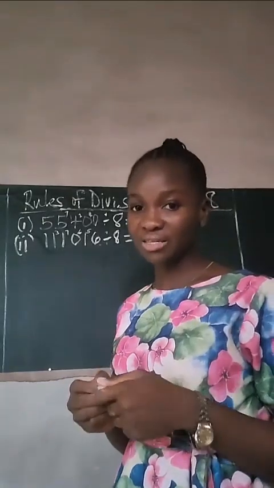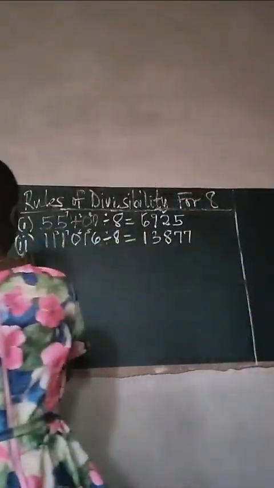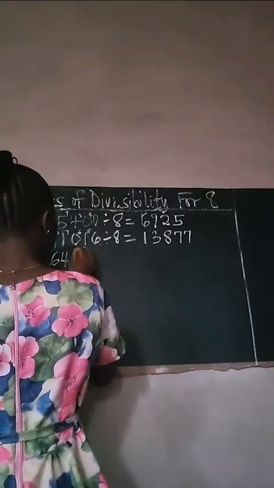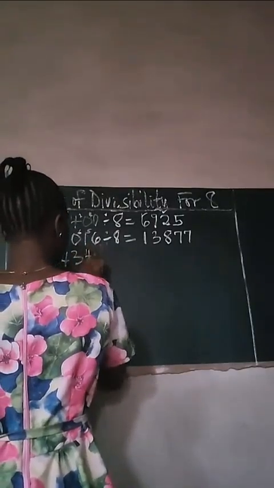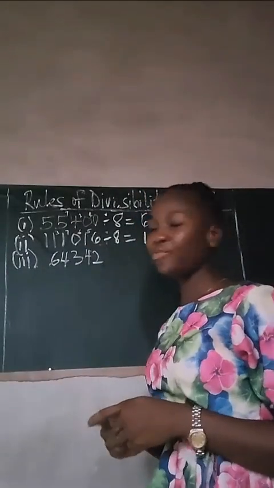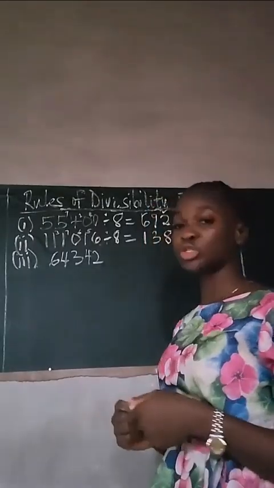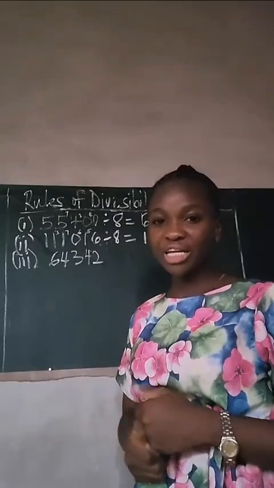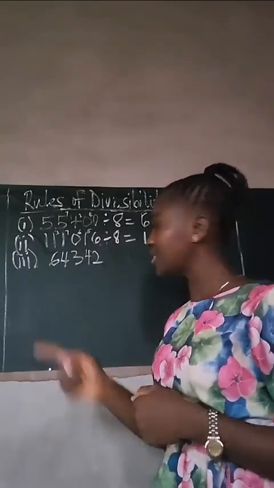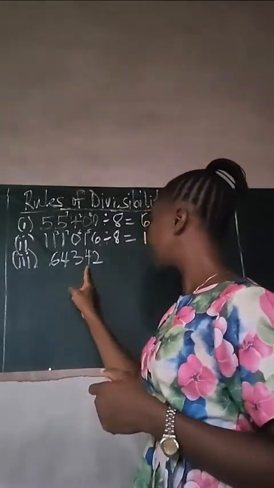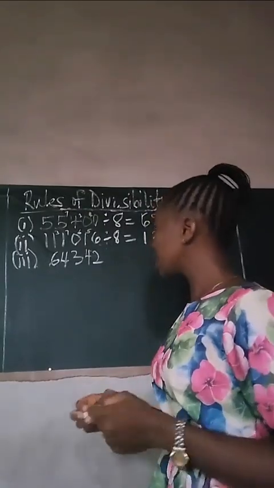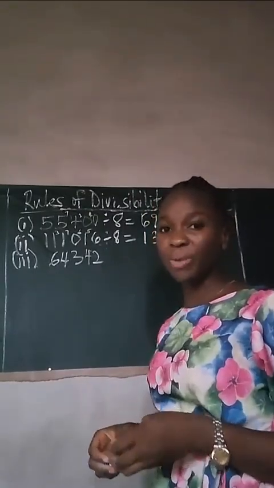Let's take the last example. Lastly, let's check if 64,342 is divisible by 8. As usual, let's check the last 3 digits. The last 3 digits here is 342. Now let's check if 342 is divisible by 8.